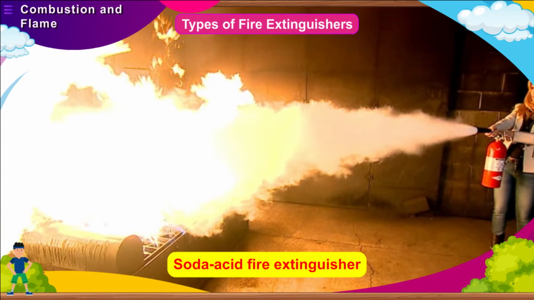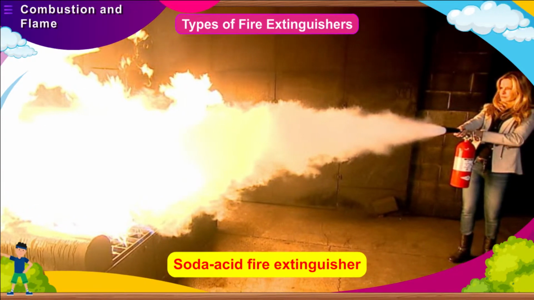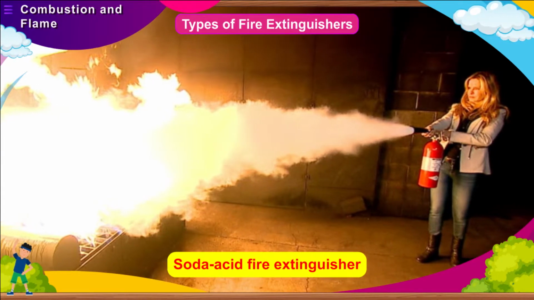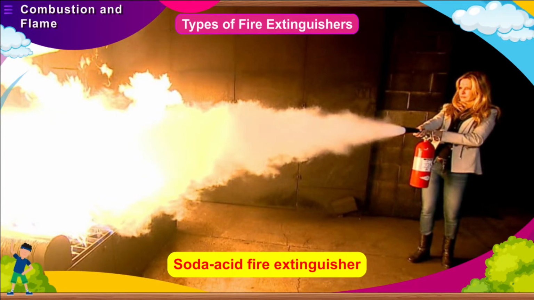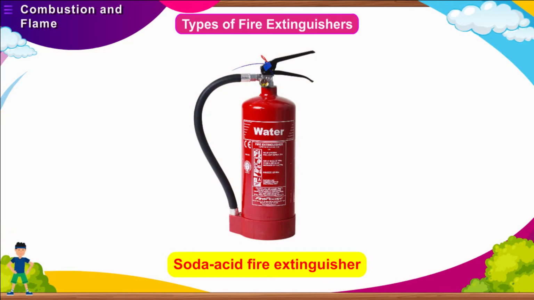Soda acid fire extinguisher. The soda acid fire extinguisher is based on the principle of extinguishing fire by cooling the burning substances below their ignition temperature and by cutting off the supply of air. A soda acid fire extinguisher consists of a metallic cylinder having a knob and a nozzle tube. The cylinder is filled with a saturated solution of sodium bicarbonate, NaHCO3. A glass bottle containing concentrated sulfuric acid is kept inside the metal cylinder as shown in figure.